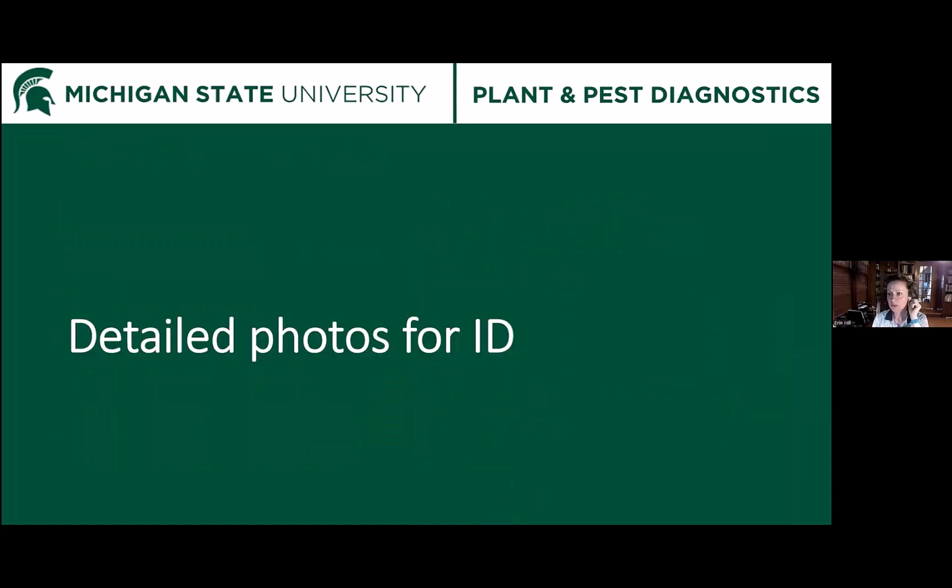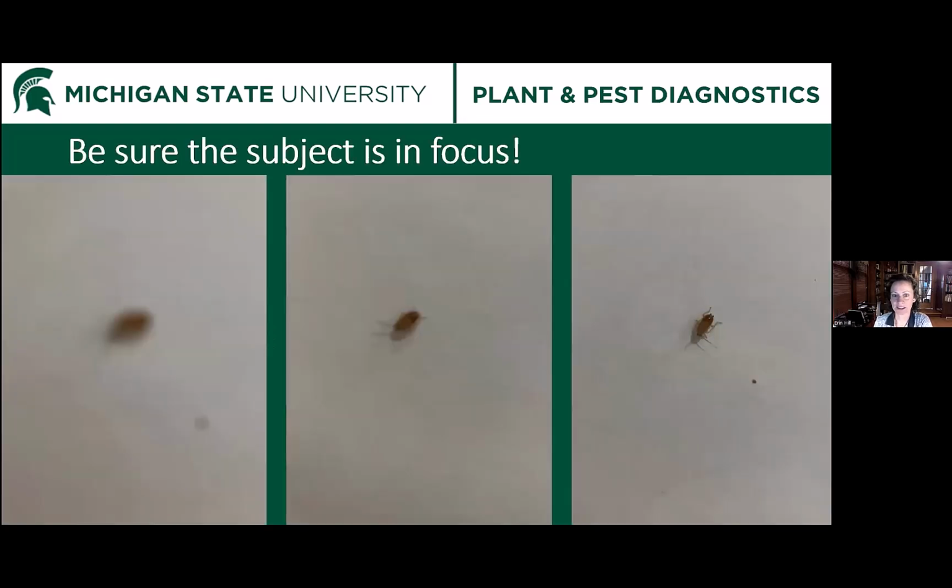So sometimes when we're trying to identify things, be it plants or insects in particular, detailed photos are very important. And if you're sending us the specimen, then we may not need these, but if you're trying to ask us for help over email, or you're sending things in through Ask Extension or through your educator or your seed dealer, these detailed photos are helpful. In this case, one of the most important things is that you stay in focus.